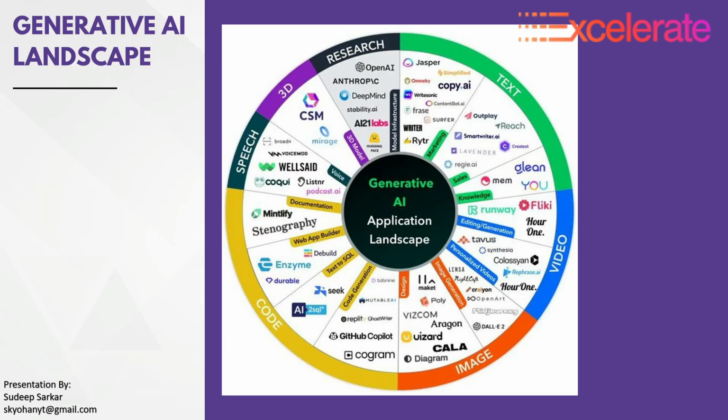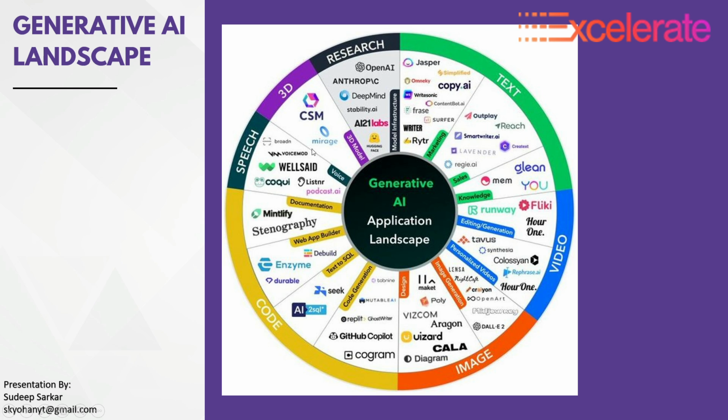Generative AI landscape. This image basically contains every generative AI application that we currently have. Let's suppose for code, we know GitHub Copilot, then Cogram. These are all extremely useful for code generation. Replit. GitHub Copilot can be used inside Visual Studio Code itself, and it helps in code generation, text to SQL. Similarly, using dbuild, we can use Web App Builder. For speech related stuff, these are the necessary AI tools.